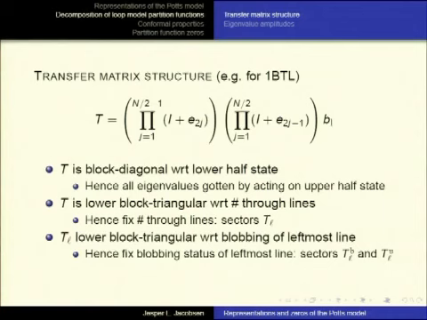And so it means that I might as well find my eigenvalues in small blocks which have a fixed blobbing status of the leftmost line. That is to say, either I force the leftmost line always to carry the circular mark, or I force it never to carry it, and I'm going to call these the blobbed sector and the unblobbed sector. So every eigenvalue of the complete transfer matrix, an enormous object, is going to be an eigenvalue of these matrices here, which are much, much smaller.